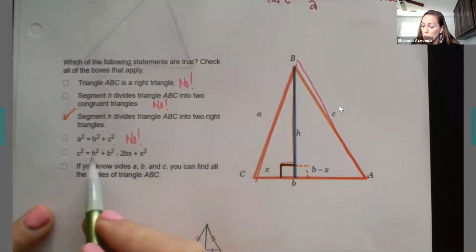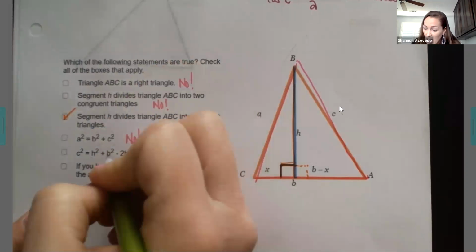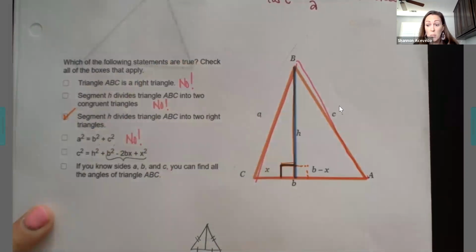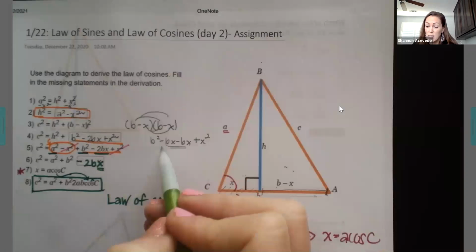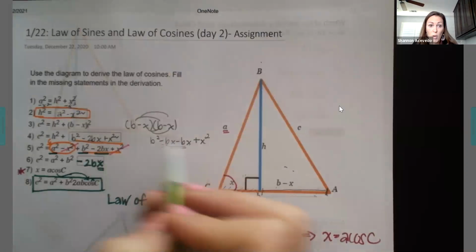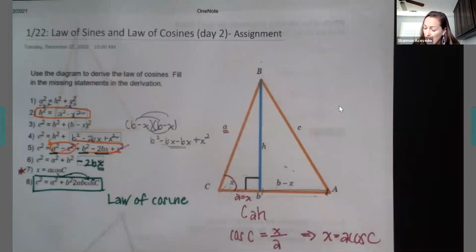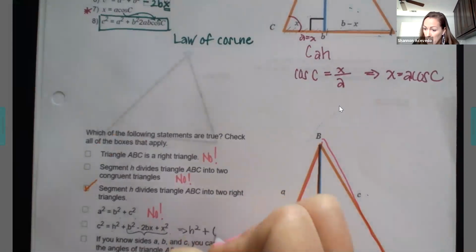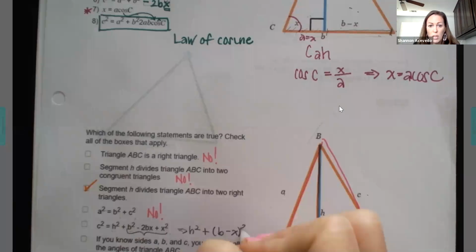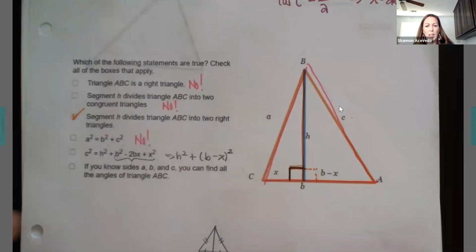C squared is equal to H squared, and then we have this yucky piece right here. But if you remember from the problem we just did above, this is this piece right here, which was just the factored form of this, right? So all of that is the same thing as saying H squared plus B minus X squared. You guys recall seeing that? Why did I write it like that?